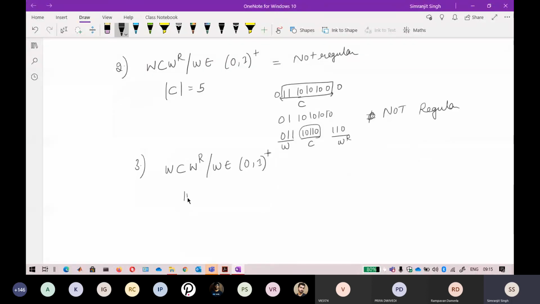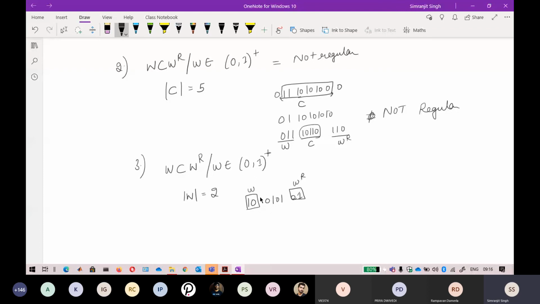So now if you fix the length of W, that is a very beautiful thing. Now you can identify which particular part has come from W and which particular part has come from WR. So if you fix the length of W, say the length of W should always be 2, now I can easily identify that this part belongs to W and this part belongs to WR.